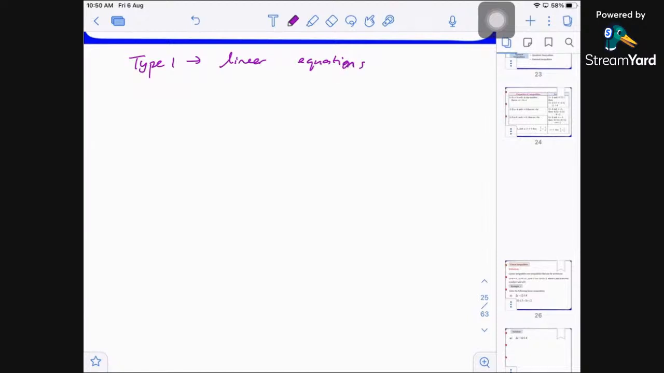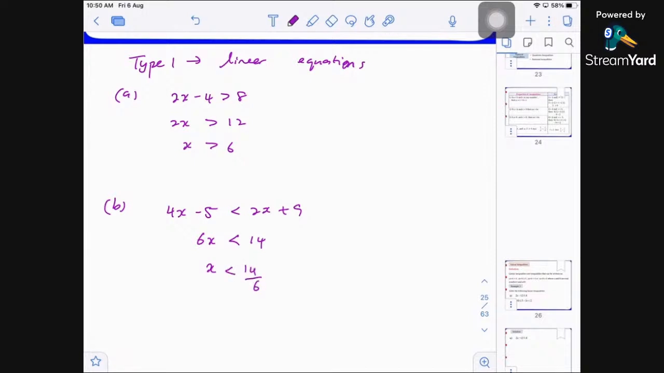And I think we all got learned this one, so no problem with that. So how to see the type 1 over here? For example, let's say you have 2x minus 4 greater than 8. So you have 2x greater than 12, x greater than 6. Or if you have 4x minus 5 less than 2x plus 9, you can shift, 6x is less than 14, x is less than 14 over 6. Okay, I never change any sign over here.